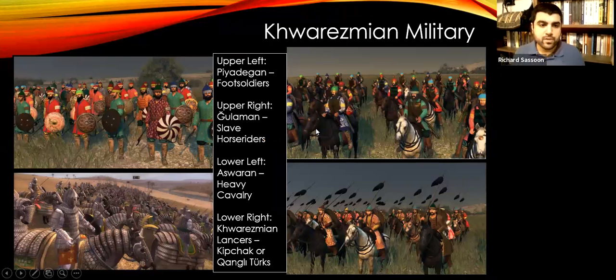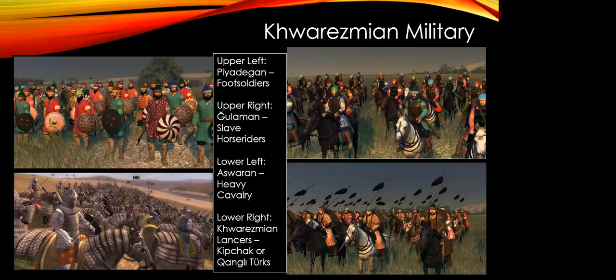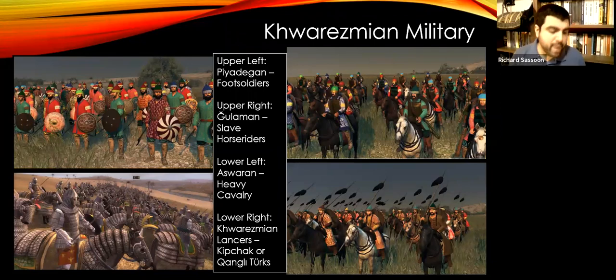Just to go back over something that we talked about last time, so we have a sense of the Khwarezmian military and what they look like, right? The Khwarezmian military has a lot of different elements to it. We talked about last time the Piadegon. These are the foot soldiers. They're generally equipped with a shield and a sword, or an axe, or some other simple implement. But the main forces that they used to control the territories were on horseback. And so you had three different horsebound soldiers.